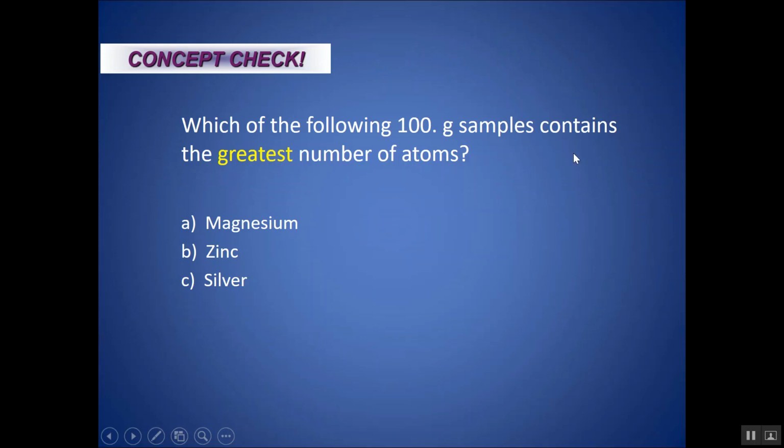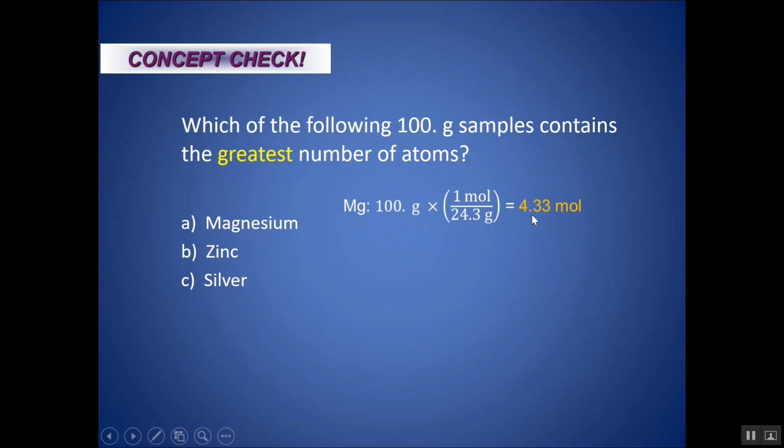Take a moment, try this problem. Which of the following 100-gram samples contains the greatest number of atoms? So let's do this out for each of them. For magnesium, if I start with 100 grams, to turn it into moles, I would need 1 mole over 24.3 grams, and I would get moles. And if I needed to change this into number of atoms, I could multiply by 6.022 times 10 to the 23rd, but I'd be doing that for all of these.